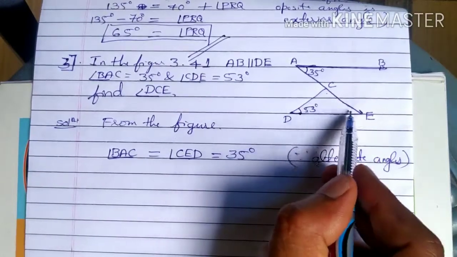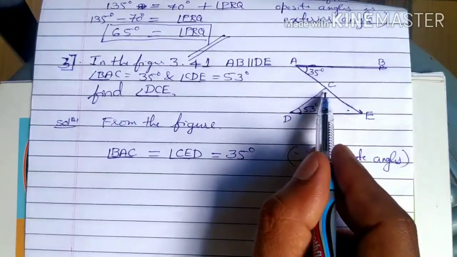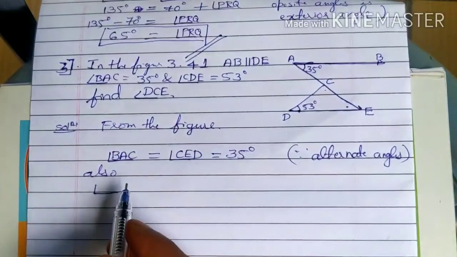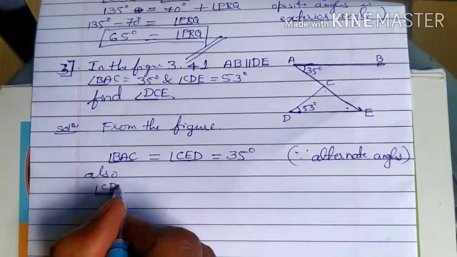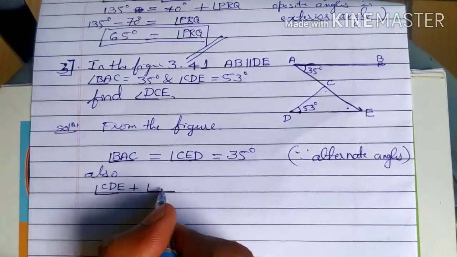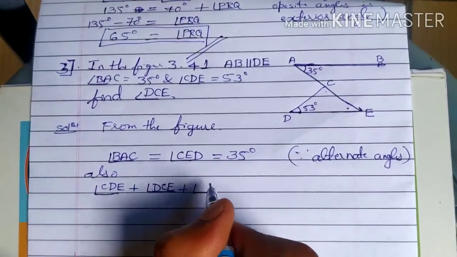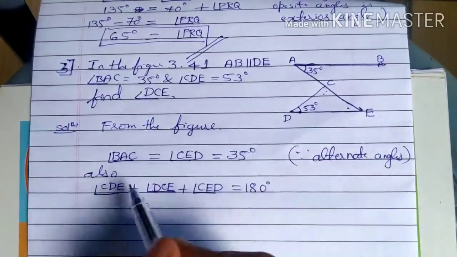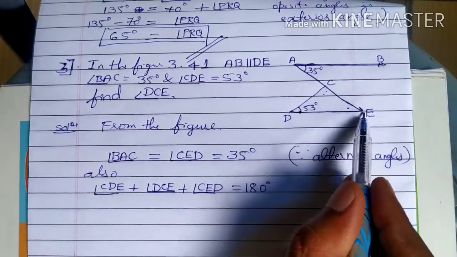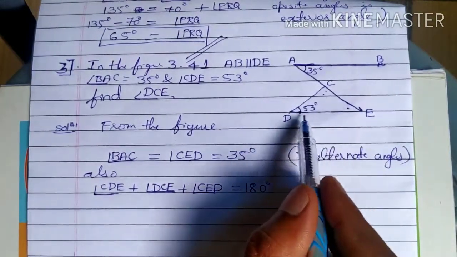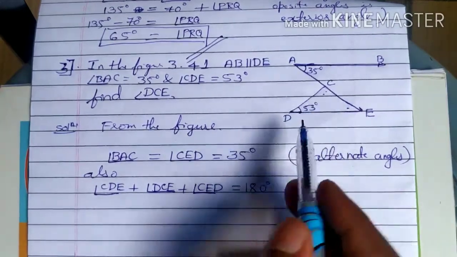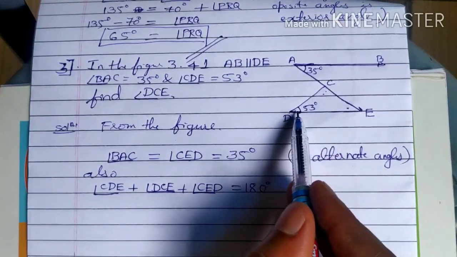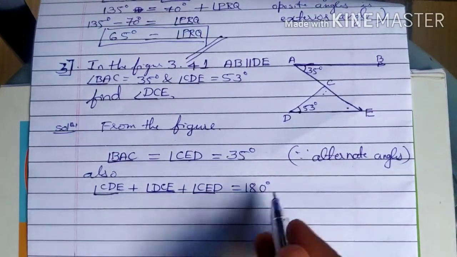Now making use of the sum of the interior angles of a triangle. We know two angles, so we can find the third one whenever we know two angles. Using this property, angle CDE plus angle DCE plus angle CED is equal to 180 degrees, the sum of the interior angles. CDE I consider as the first angle, then DCE the second angle, and the third angle CED. You can consider it in any order, no problem, but the center letters should be C, and then E and D. So CDE, three angles.